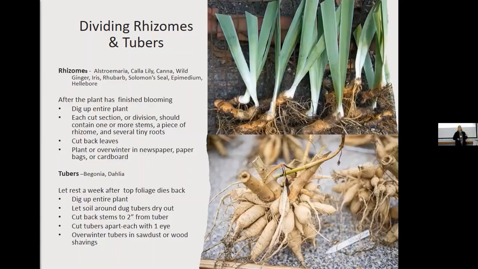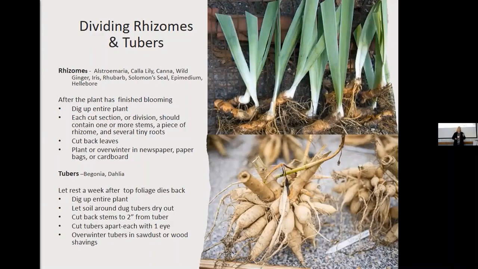With tubers, think of dahlias and begonias, you are going to wait until it's done flowering and the leaves are dying back. Then you're going to dig it up and let it dry out, shake off the excess soil. Let it dry for about a week, and then you're going to take it apart and cut off the tubers, and each tuber needs to have an eye on it, and the eye is the part that's going to grow into a stem.